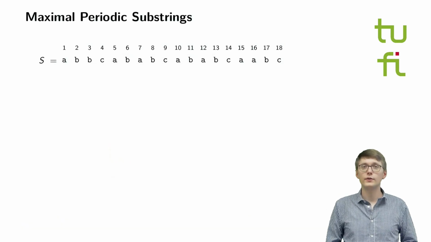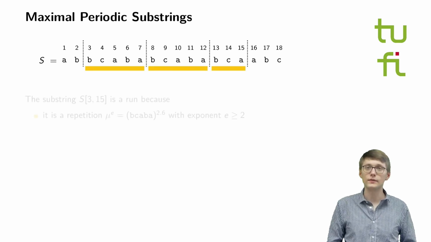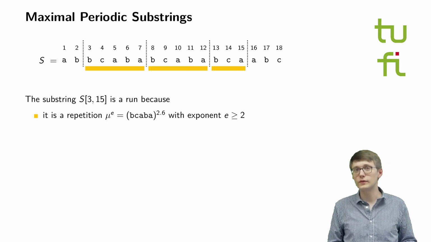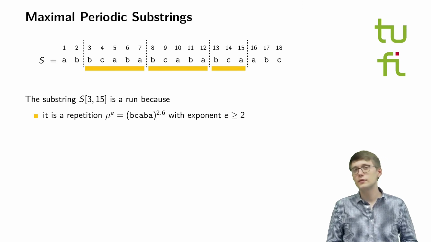Runs, or maximal periodic substrings, are a concept of repetitiveness in strings. In this example here, the yellow substring is in fact a run, because it satisfies two important properties. The first one is that it is a repetition. That simply means it can be written as the at least 2 times concatenation of a shorter substring. In our example, we have the 2.6 times concatenation of the substring BCABA. Since this substring has length 5, we say that the run has period 5.